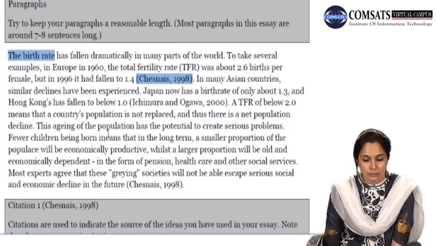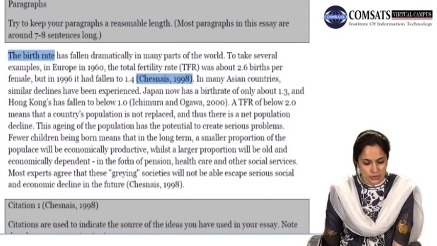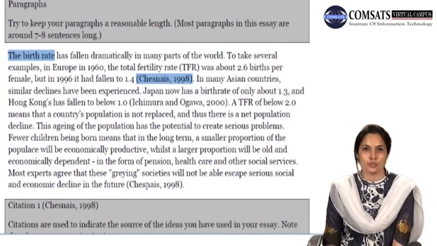This aging of the population has the potential to create serious problems. Fewer children being born means that in the long term a smaller proportion of the populace will be economically productive, whilst a larger proportion will be old and economically dependent, in the form of pension, healthcare, and other social services. Most experts agree that these graying societies will not be able to escape serious social and economic decline in the future.